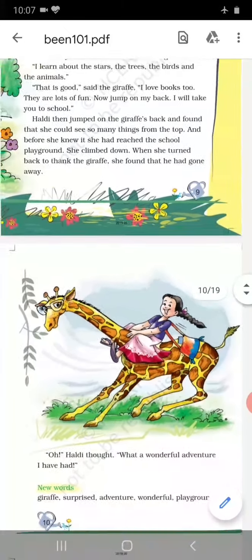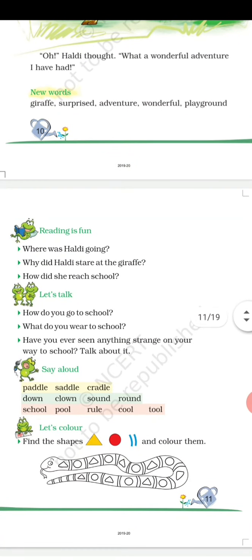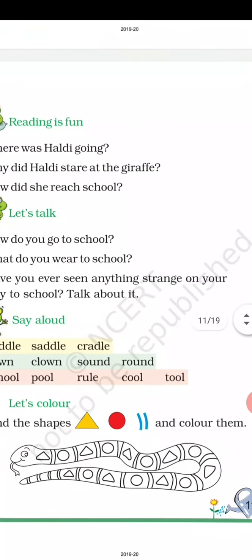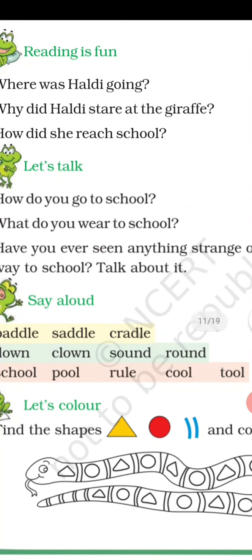Okay, so we can write for this, how did she reach school? She reached school by sitting on the giraffe, or you can say she reached the school by riding on Smiley. Okay, she reached the school by riding on Smiley. So she rode, no? She was riding on Smiley.